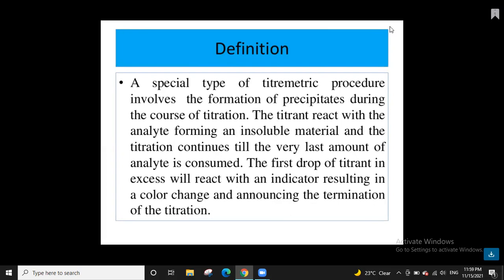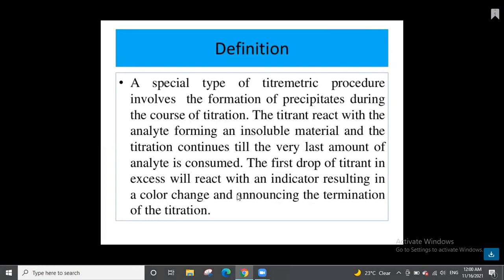as a quantitative analysis. And in this PowerPoint presentation, what is the definition of this? It is a special type of titrimetric procedure that involves the formation of precipitates during the course of titration. The titrant reacts with the analyte, forming an insoluble material, and the titration continues till the very last amount of the analyte is consumed. The first drop of the titrant in excess will react with an indicator, resulting in a color change and announcing the termination of the titration.